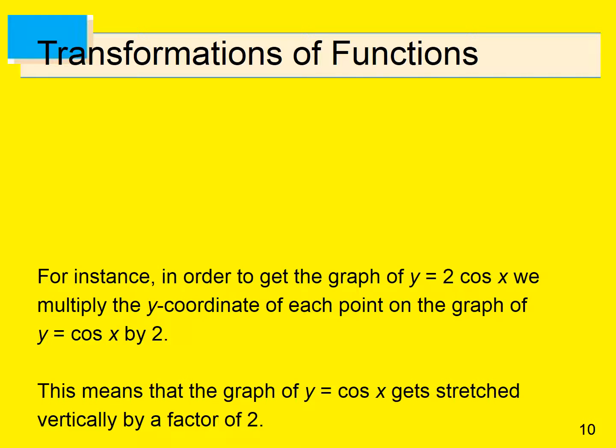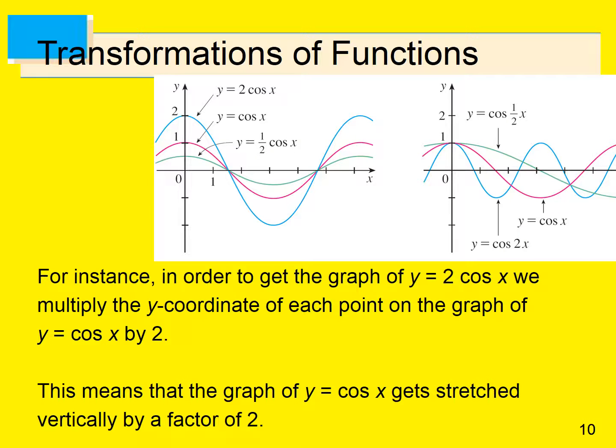For instance, in order to get the graph of y equals 2 cos x, we multiply the y-coordinate of each point on the graph of y equals cos x by 2. This means that the graph of y equals cos x gets stretched vertically by a factor of 2. And we arrive at the blue graph in the first picture. Right? The blue graph in the first picture, vertical stretch by a factor of 2 because of this 2. This cos x is being multiplied by.